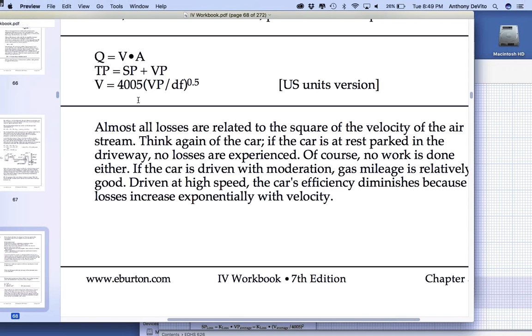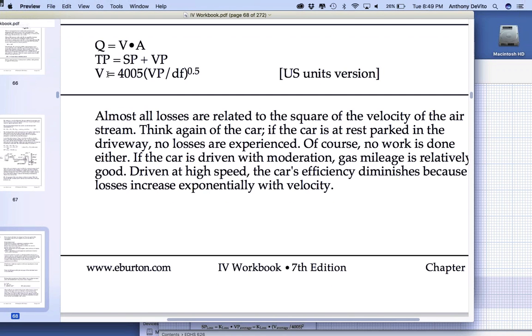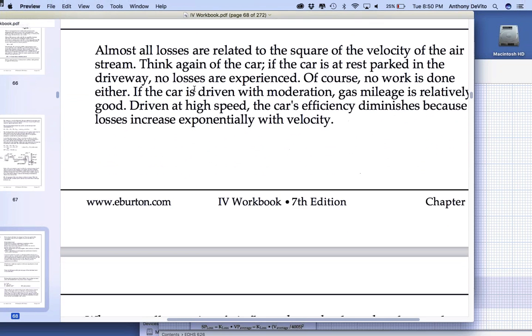But here are our three main formulas. These are the most important formulas we have. Q is equal to VA. We just went over that. The total pressure is equal to static pressure plus velocity pressure. And the velocity, which we determined now after a little stumbling, in feet per minute, is equal to 4,005 times the square root of the velocity pressure. A corollary of this would be the velocity pressure is equal to the velocity over 4,005, whole thing squared. Okay? So you can go from velocity to velocity pressure.